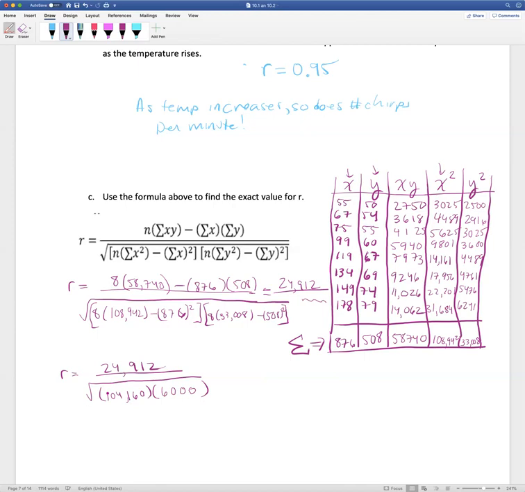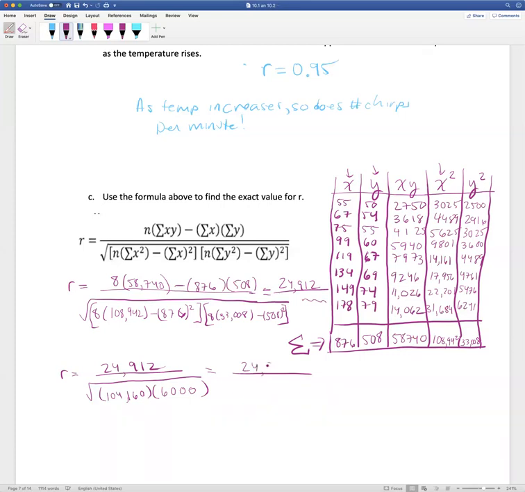Okay, let me just double check. 8 times 108,942 minus 876 squared. Looks good. 8 times 33,008 minus 508 squared. Looks good. We get 6,000. Okay, so I'm going to put this quantity over here into the square root.